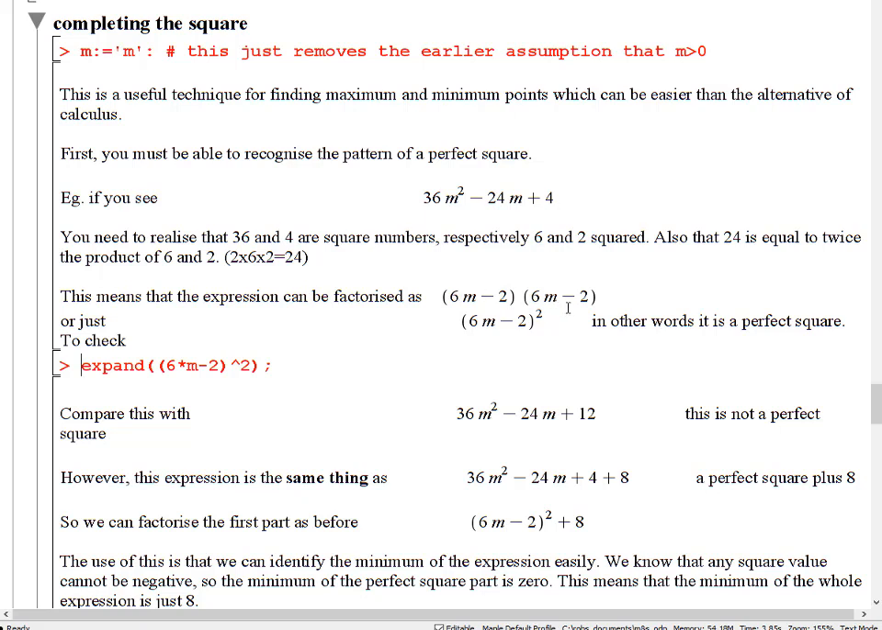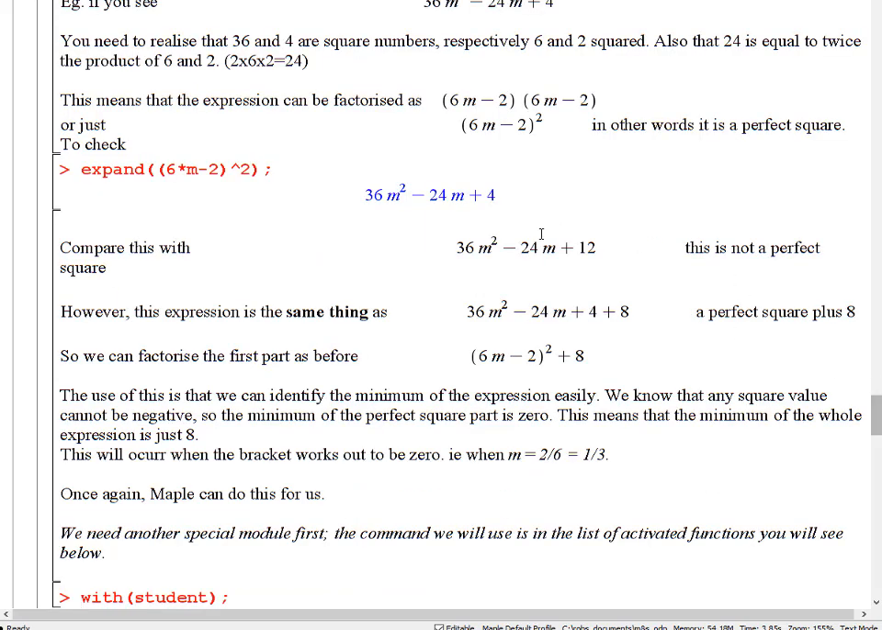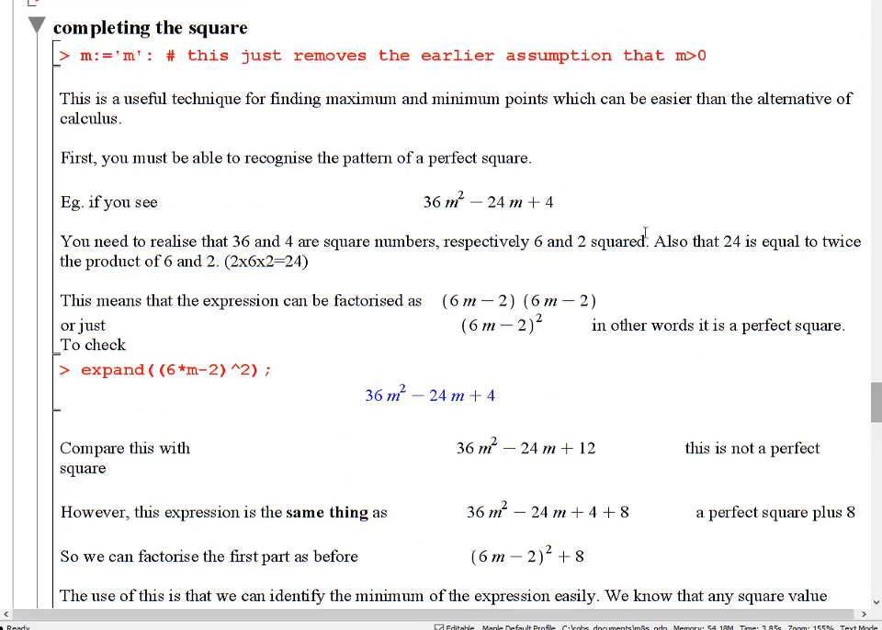So if you multiply the brackets together, you get that. You should be able to check that. And also, instead of writing in this form, you can write it like this. So this is a perfect square. And just to check, you can get Maple to expand the bracket. It does work, okay.